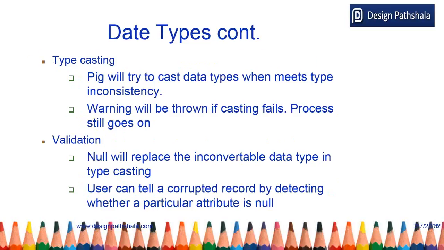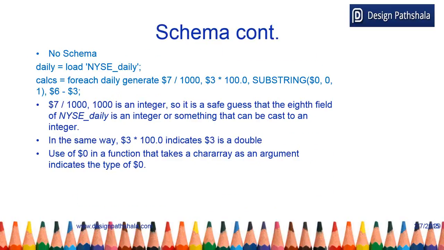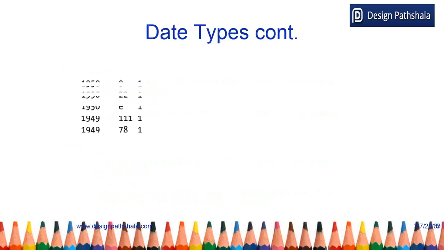So Pig basically tries to typecast your variables. A warning would be thrown if the casting fails, but the process still goes on. Null will replace the inconvertible data types in the typecasting. As discussed in the last class, if Pig is not able to convert them, those are replaced with nulls, and the user can look into the corrupted records by detecting the nulls in the output of the processed data.